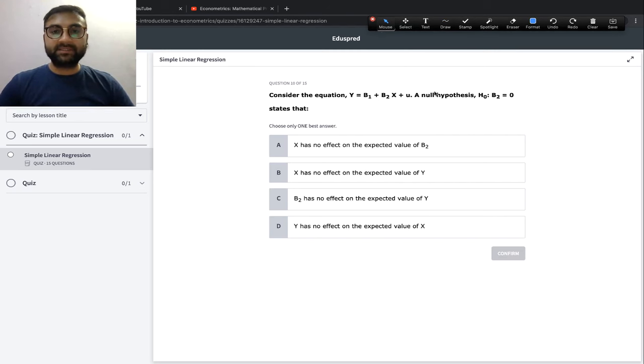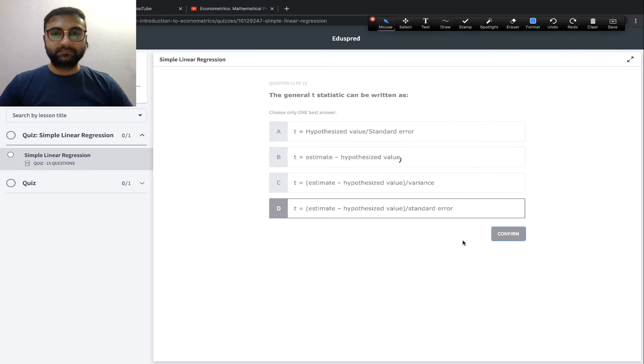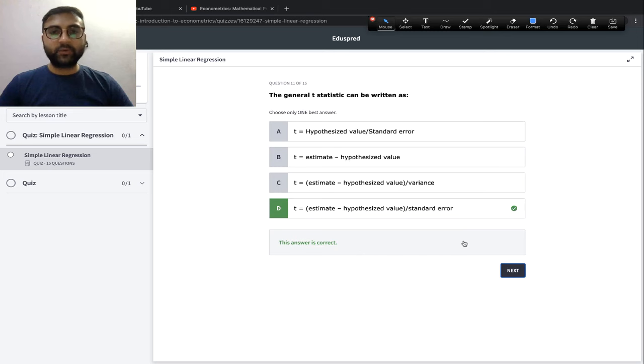The general T-statistic can be written as what? Well, the general T-statistic can be written as this. Okay, make sure that you understand the difference between C and D. In part number C, in the denominator, they have the variance. Okay, when we write T, we do not have the variance in the denominator, we have the standard error. So the right answer is part number D. Let's move to the next question.